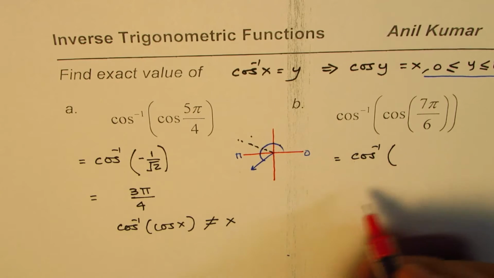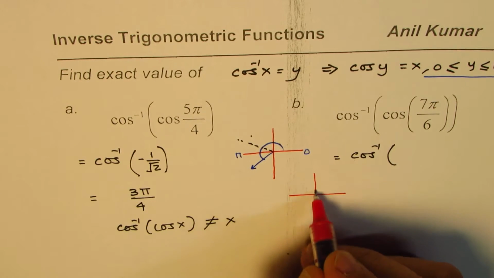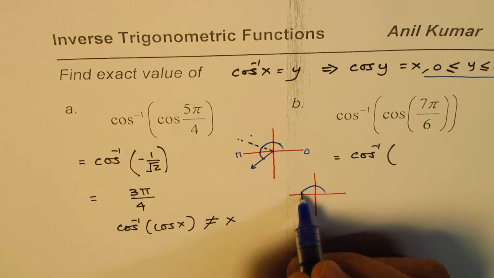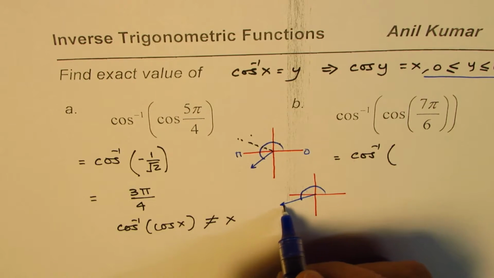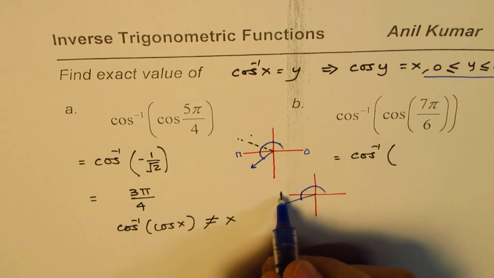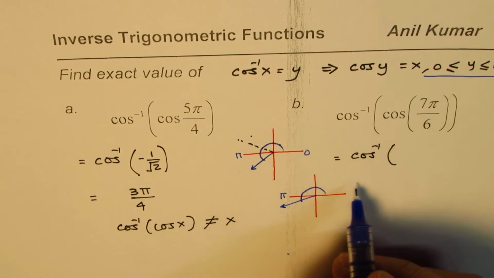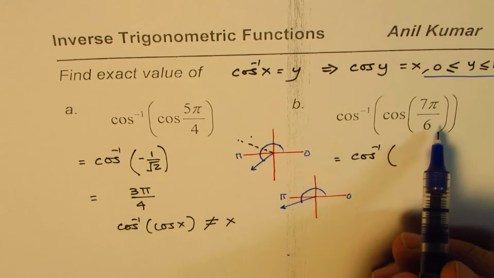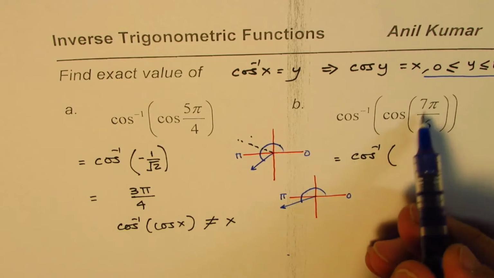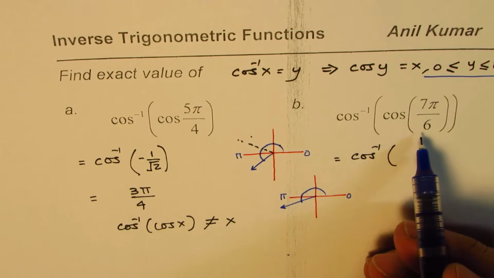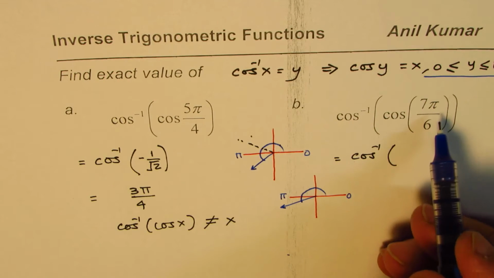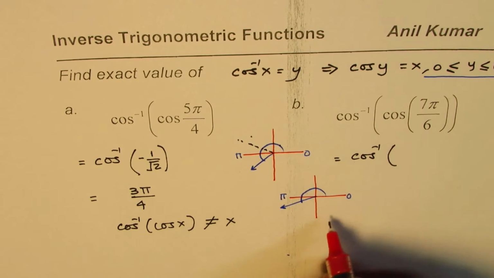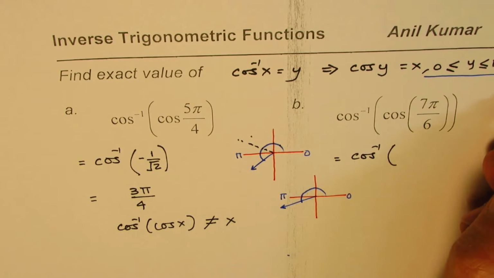Now when you're talking about 7 pi by 6, that means also this is 6 pi by 6 and then 7. So we are in quadrant 3 again, and this is pi. 6 pi by 6 is pi. So it is out of the domain, so we may not get that answer. It's very important to understand this point, right? So if you construct your special triangle for pi by 6 angle, what do you get? Let me make one here.